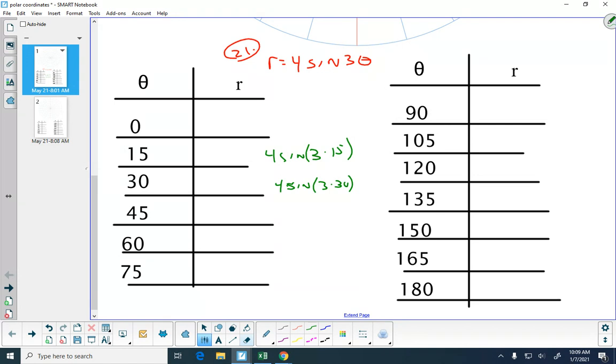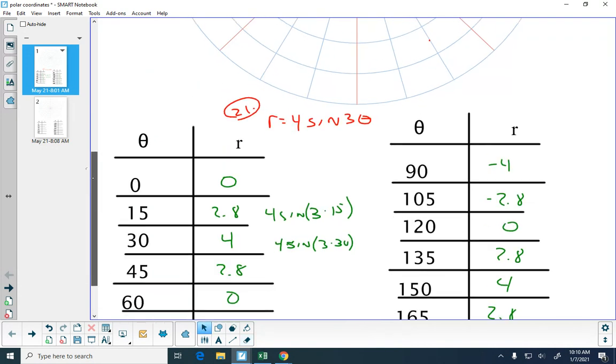So running down these values, Brianna Shanavy, what do we get if you run down your column of values here? 0, 2.8, 4, 2.8, 0, negative 2.8, negative 4, negative 2.8, 0, 2.8, 4, 2.8, and 0. All right, those are the values.